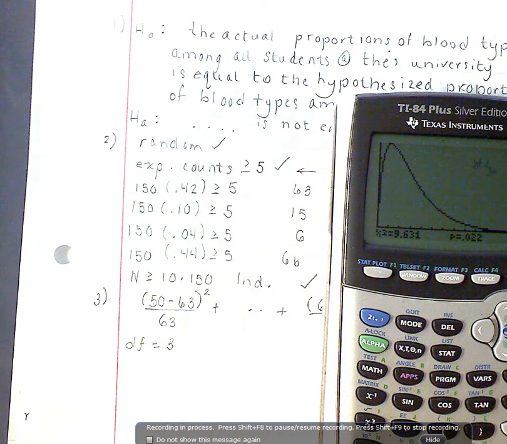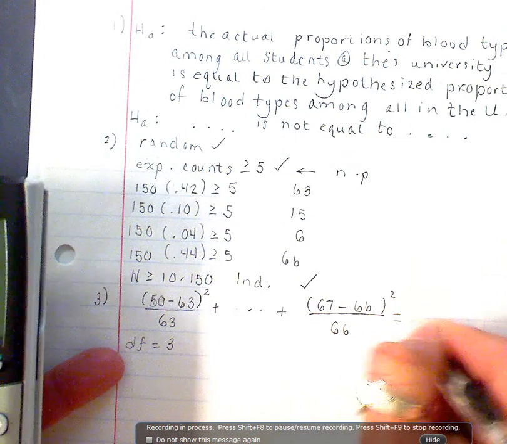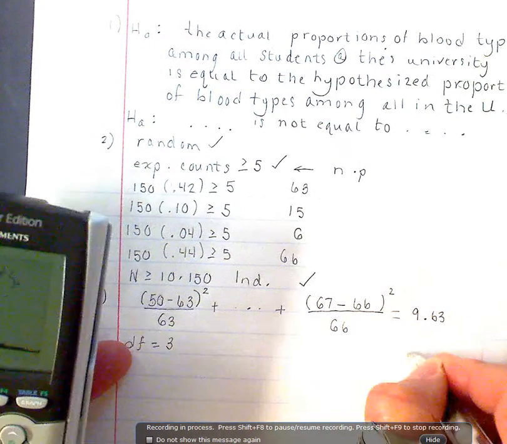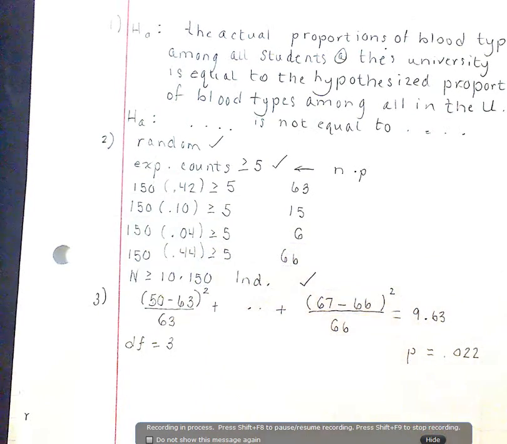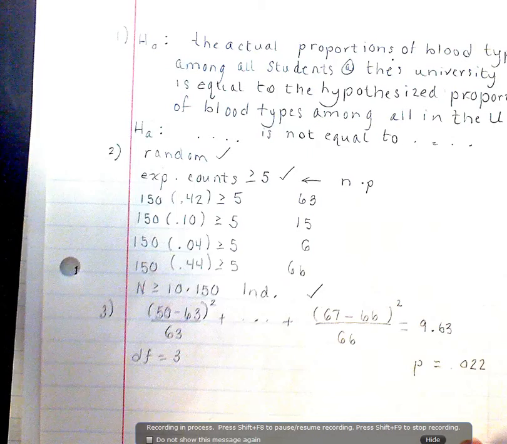Look at that. My chi-square, it added these up for me, is 9.631. And my p-value associated with that is about 0.022. At this university, did I observe some blood types, at least some of them, that were a lot different from what I expected? I did. So what do I do with the null hypothesis in this case? Yes. Why am I rejecting? Because the p-value is so small.